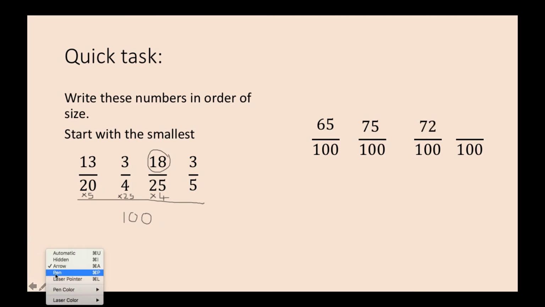And finally, if you've noticed, here we had to times by 5 to get 100. So if I've got 5 here, I must have to times by 20. Okay, so 5 times 20 is 100, which means 3 times 20 is 60. Okay, and if we're going to write those in order of size, smallest first, we would have this one, which is our 3/5. Then 65 over 100, because it's just a little bit bigger, then 72, and then 75.